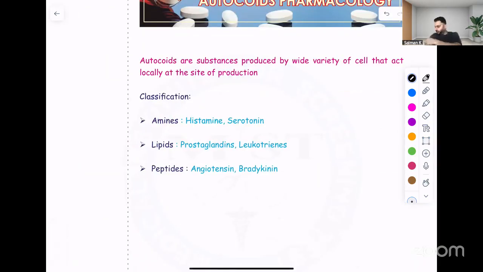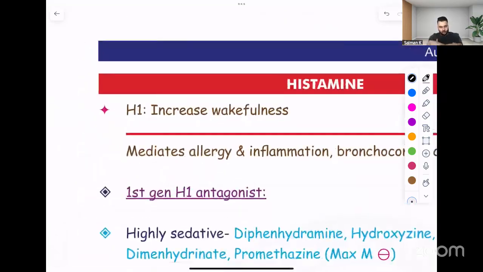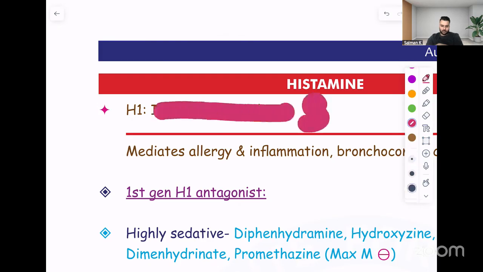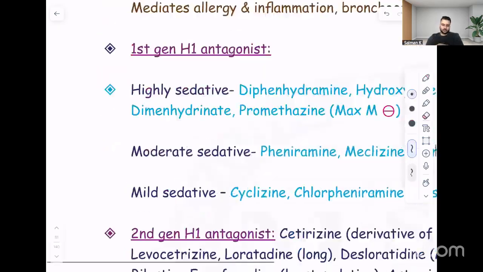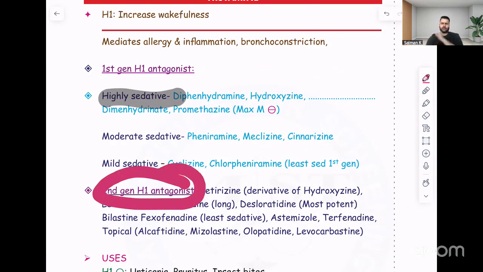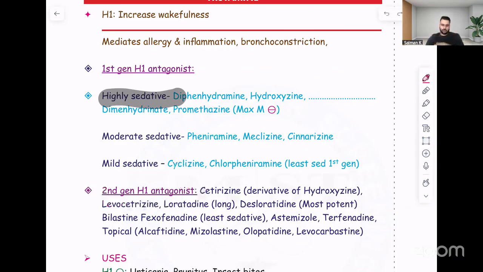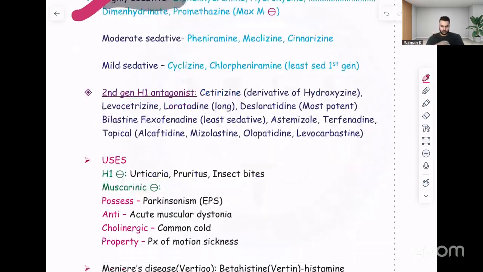Next is autocoids chapter. Now in the autocoids, the basic idea, this is what it will be. Histamine, antihistaminics. Since histamine is blocked by these medicines, they can cause sedation. Since they are blocking this, they can treat allergies. So there are two types of antihistaminics I told you. First generation who cause sedation, second generations who don't cause sedation or they cause less sedation. So you must remember the first generations are very sedative drugs, they are highly sedative drugs. Second generation, if you compare, they are less sedatives.